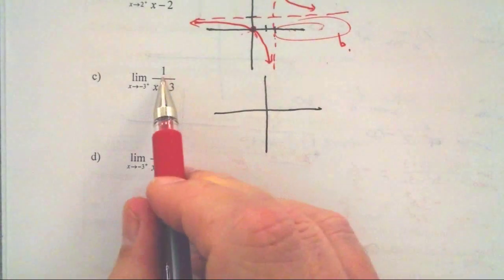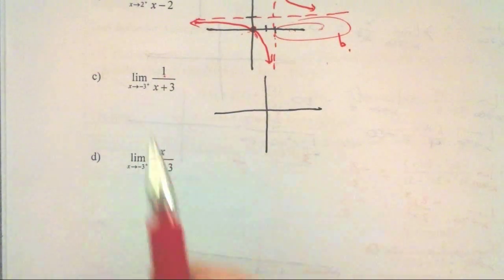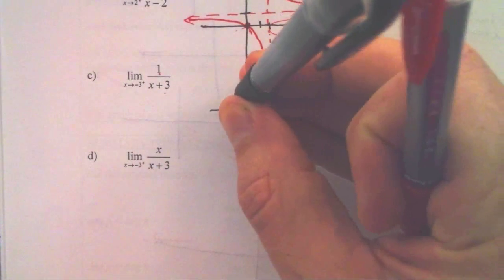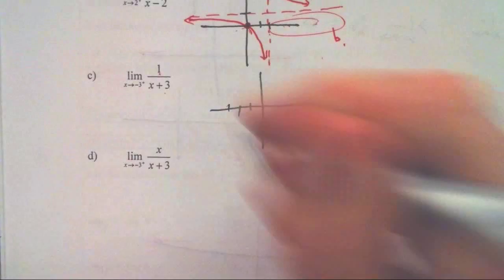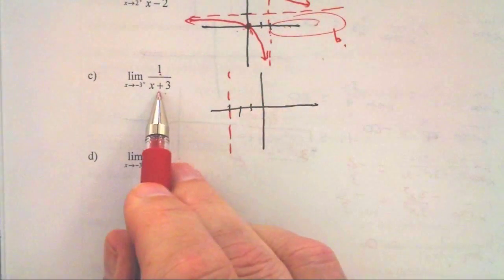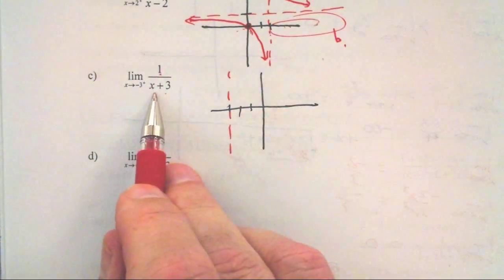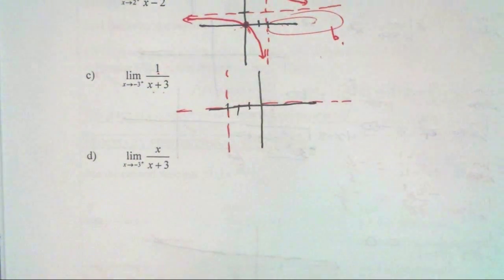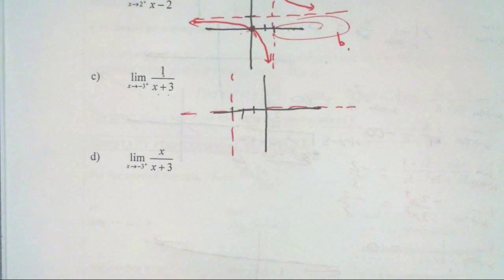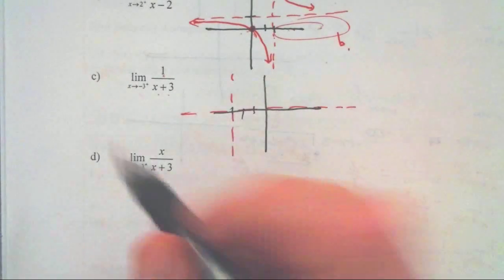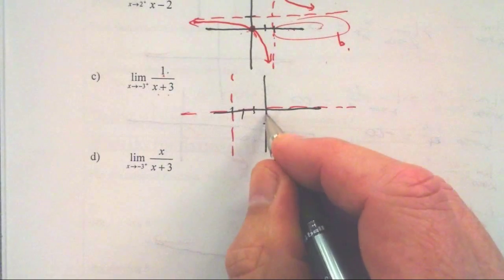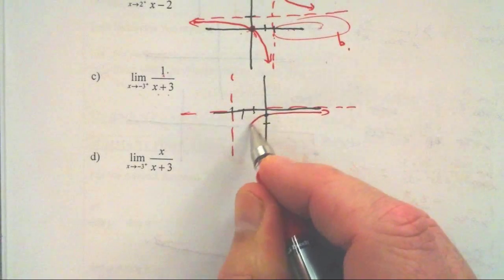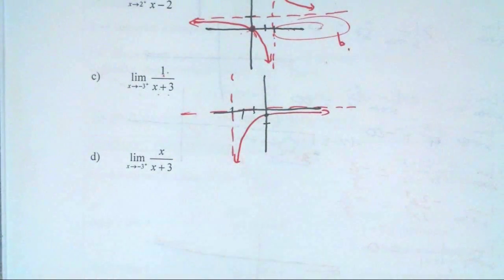Set the numerator equal to 0. Oh, can't be. Set the denominator equal to 0, negative 3. Oh, we can't have x be negative 3. What happens when x is huge? 1 over infinity wants to be 0. Set x equal to 0, 1/3. Okay. Is that all right?